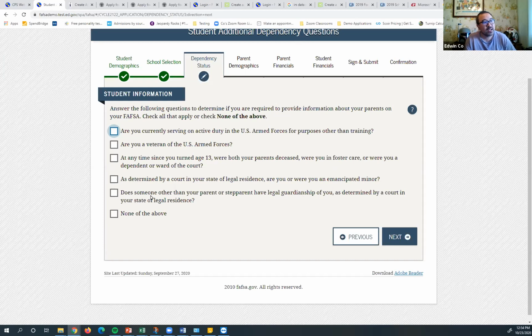Next question is, does someone other than my parent or step-parent have legal guardianship over you as determined by a court in your state of legal residence? That means you went to court to declare guardianship. Those are very unique situations. For most students, it's going to be none of the above. That last option, none of the above. If you have any questions about your position, let me know, and I'll be glad to explain anything more. Okay, next.